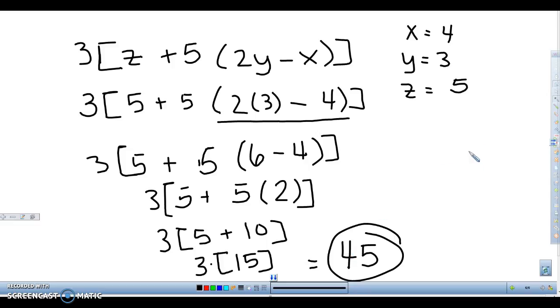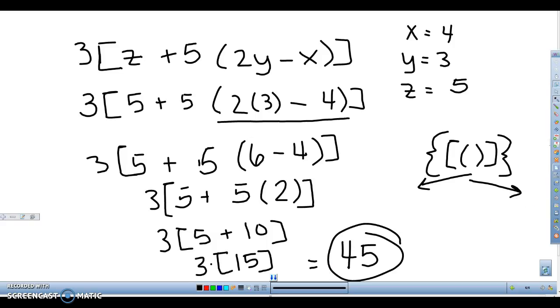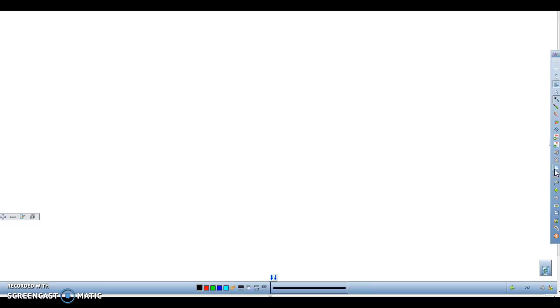If you see things like parentheses, and then we have brackets, the last kind of thing we use is braces, which look like these. Kind of funny looking. Again, we work from the innermost to the outermost. And I'm going to let you try this last example on your own and answer it in the question.